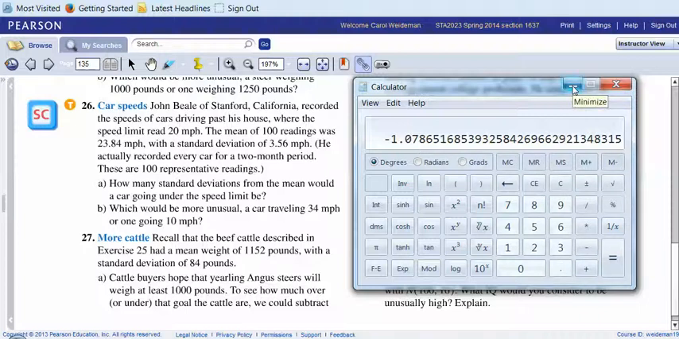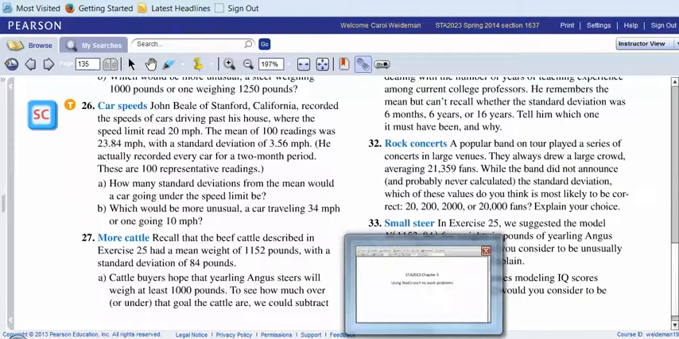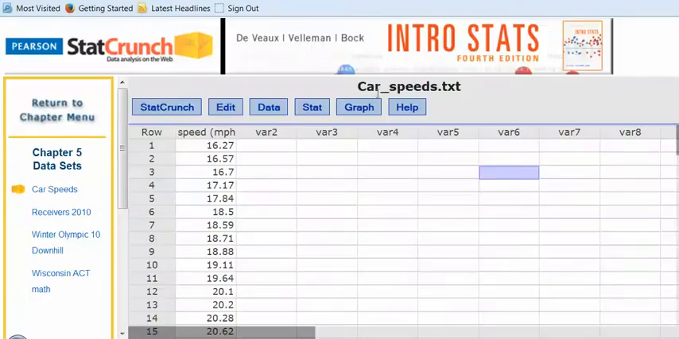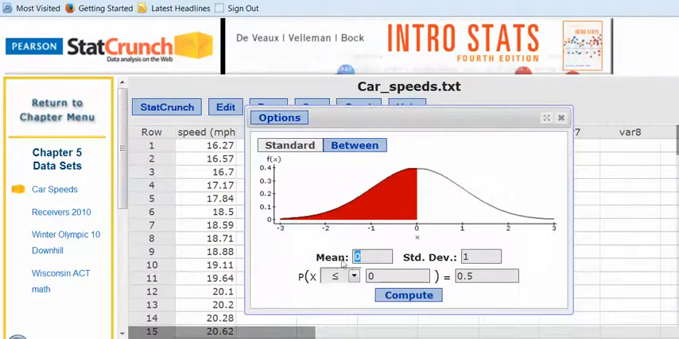What would be more unusual, a car traveling 34 miles per hour or one going 10 miles per hour? We could do z-scores for these, but I'm also going to show you some tools in StatCrunch that are helpful for problems like this. I've already got this data set pulled up, and we're going to use a tool called the normal calculator. First you enter the mean, which was given as 23.84, and the standard deviation, which was reported as 3.56.